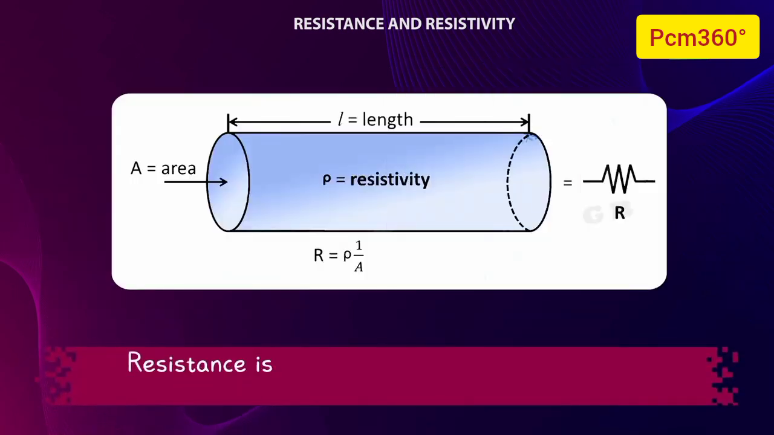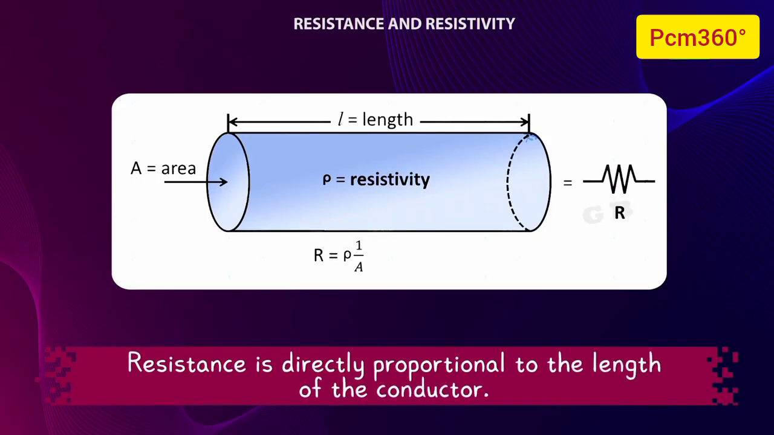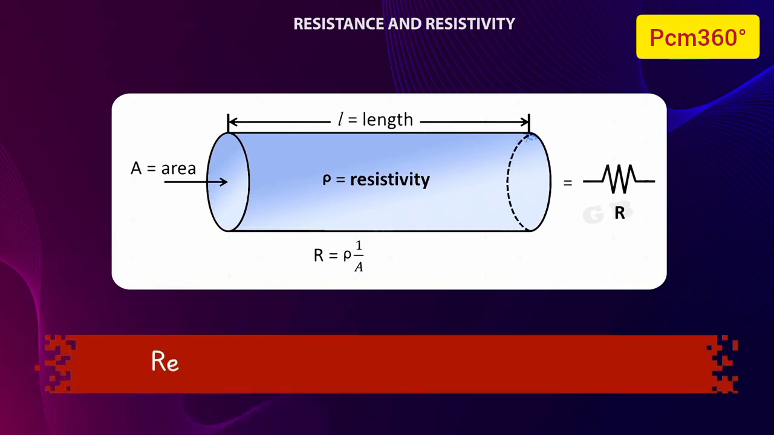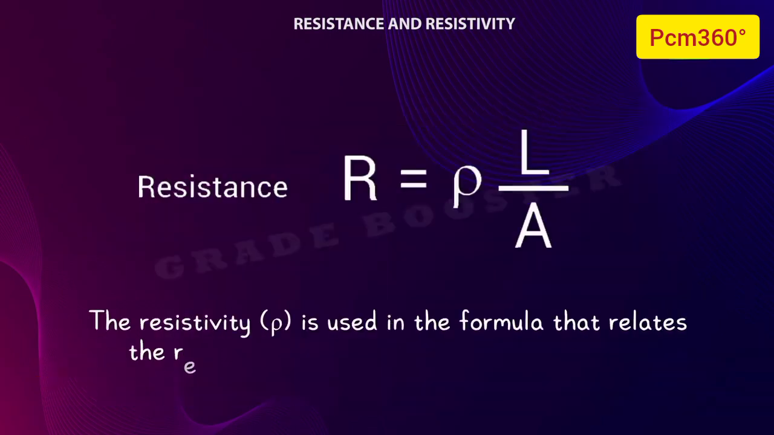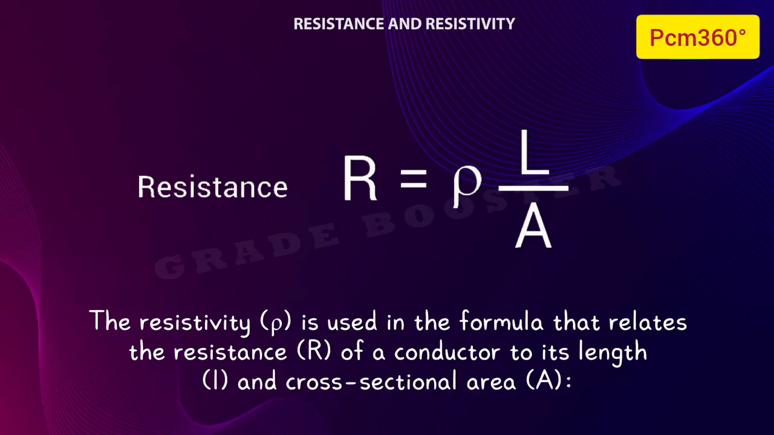So, resistance is directly proportional to the length of the conductor. That means when the length increases, the resistance also increases. Resistance is inversely proportional to the cross-sectional area of the conductor. That means when the cross-section increases, the resistance decreases. The resistivity ρ is used in the formula that relates the resistance R of a conductor to its length L and cross-sectional area A. R equal to ρ into L by A.